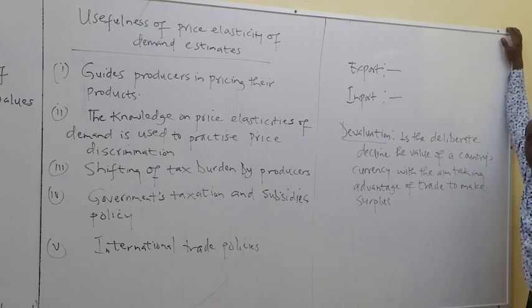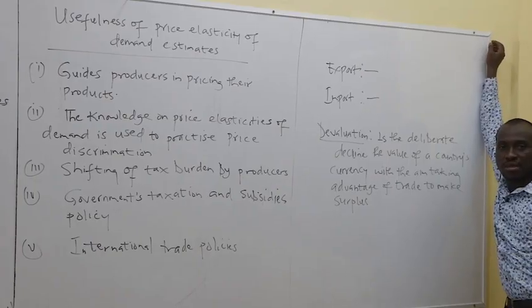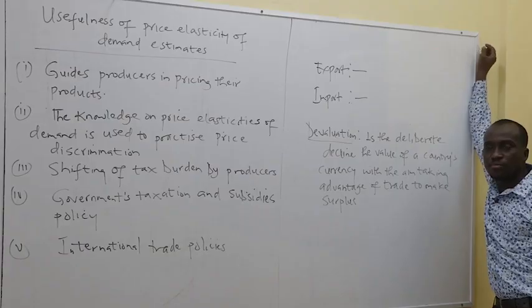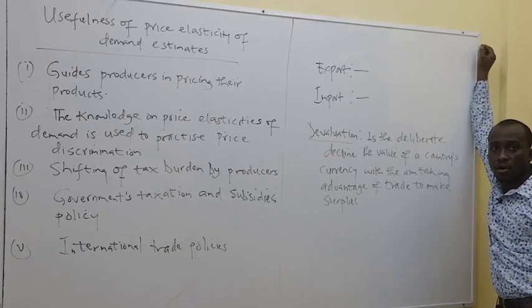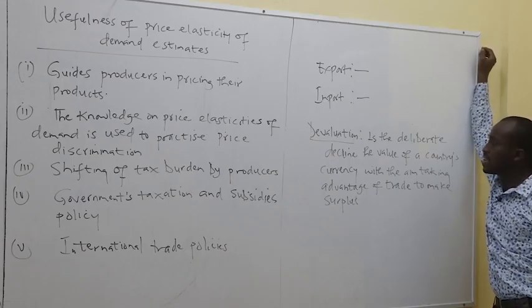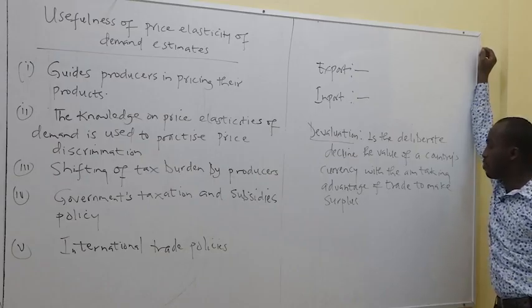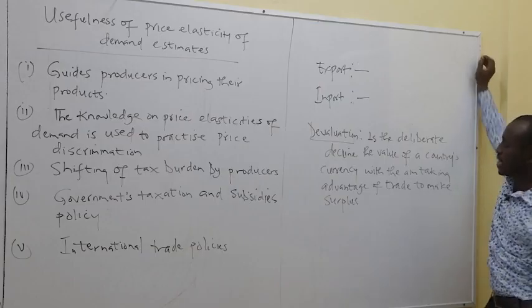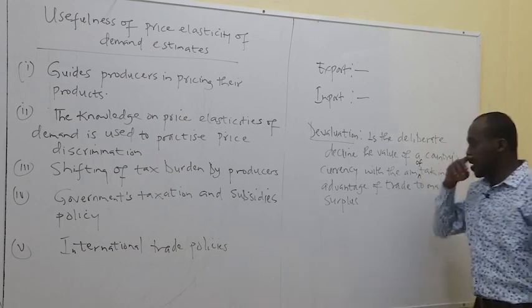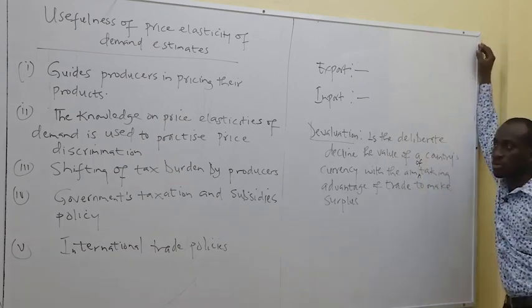For instance, if you export, you should be able to detect, are my exports elastic or inelastic? What about imports? The things my citizens import, are they elastic or inelastic? Why? To take trade policies. One of them is what we call devaluation. What is devaluation? It's a deliberate decline in the value of a country's currency with the aim of taking advantage of international trade to make surplus.